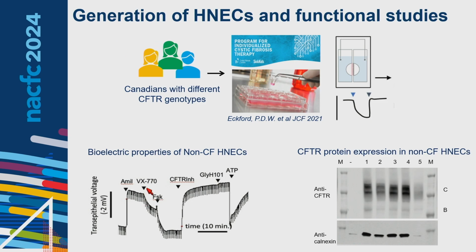Non-CF HNACs, where we see a good forskolin and VX-770 response, and then also a CFTR inhibitor response, showing that these nasal epithelial cultures are functional. In addition, we also carry out Western blot studies. This is a representative Western blot image from 5 of the non-CF donors that we have been studying, showing a good presence of the fully mature band C, and also the mild immature band, band B, which is present in the Western studies.